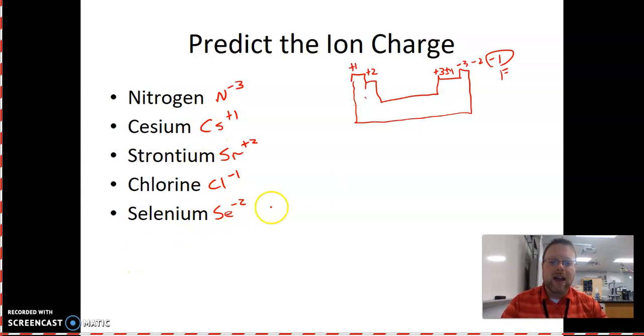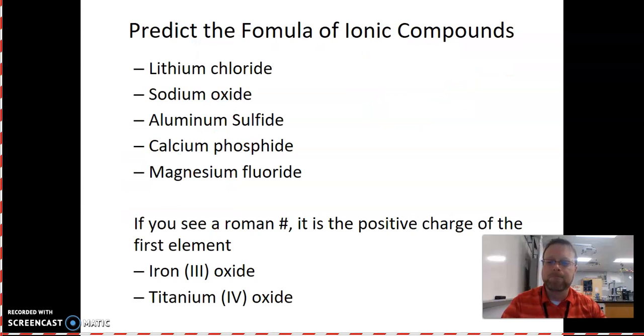So if you need to go back and do a little additional practice for making sure that you can easily identify the charge of elements, then you may want to take a look at your reference periodic table. It has those charges on it for you on the green reference periodic table that I provide.